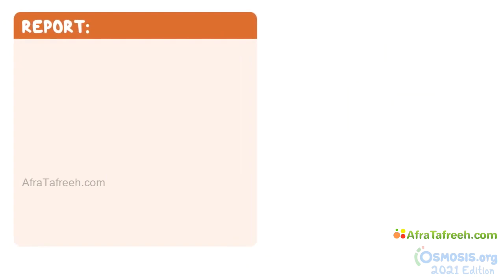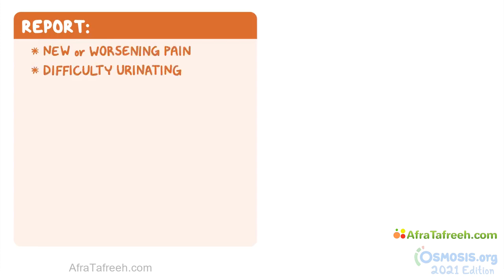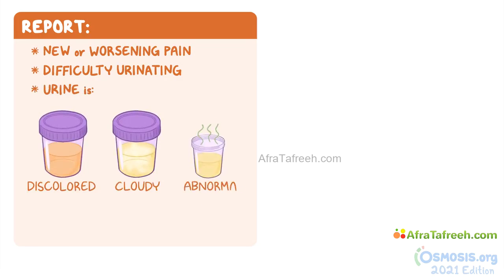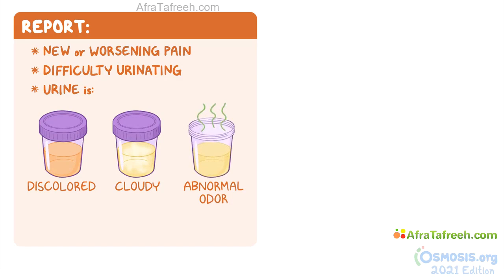Now, when assisting with urine testing, there are a couple of things you should report to the nurse straight away. First, if the client has any new or worsening pain or difficulty urinating. Next, inform the nurse if you notice the urine is discolored, cloudy, or has an abnormal odor. Sometimes, a nurse will ask you to report the urine output. Finally, report the test results to the nurse.